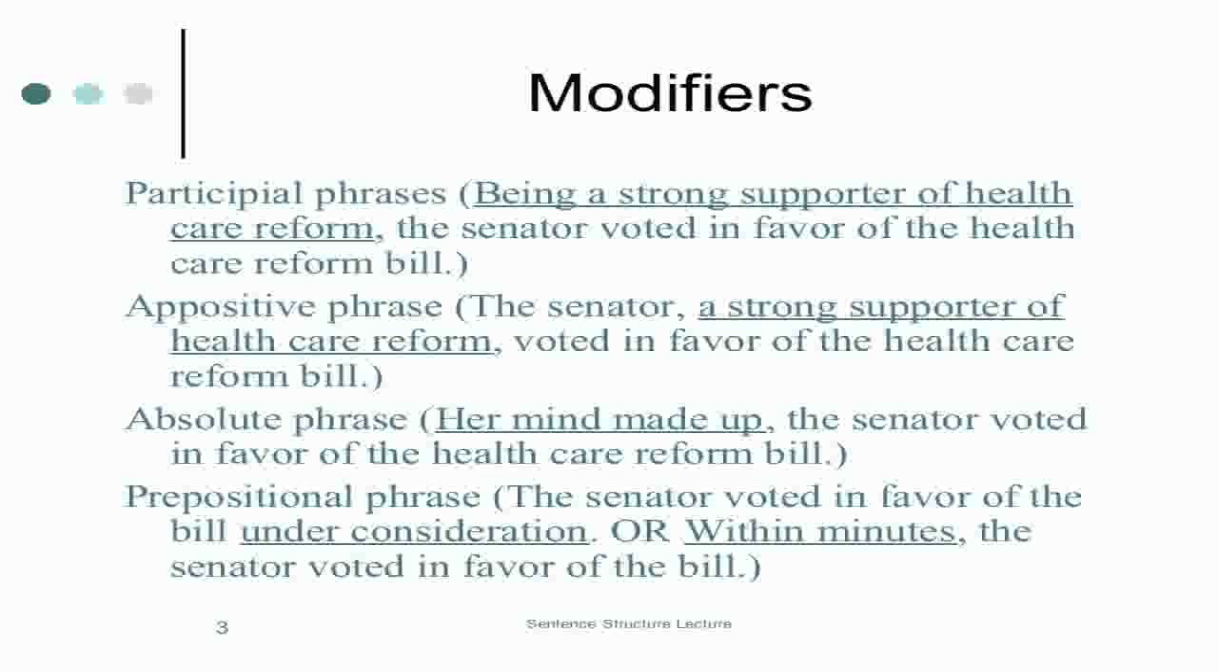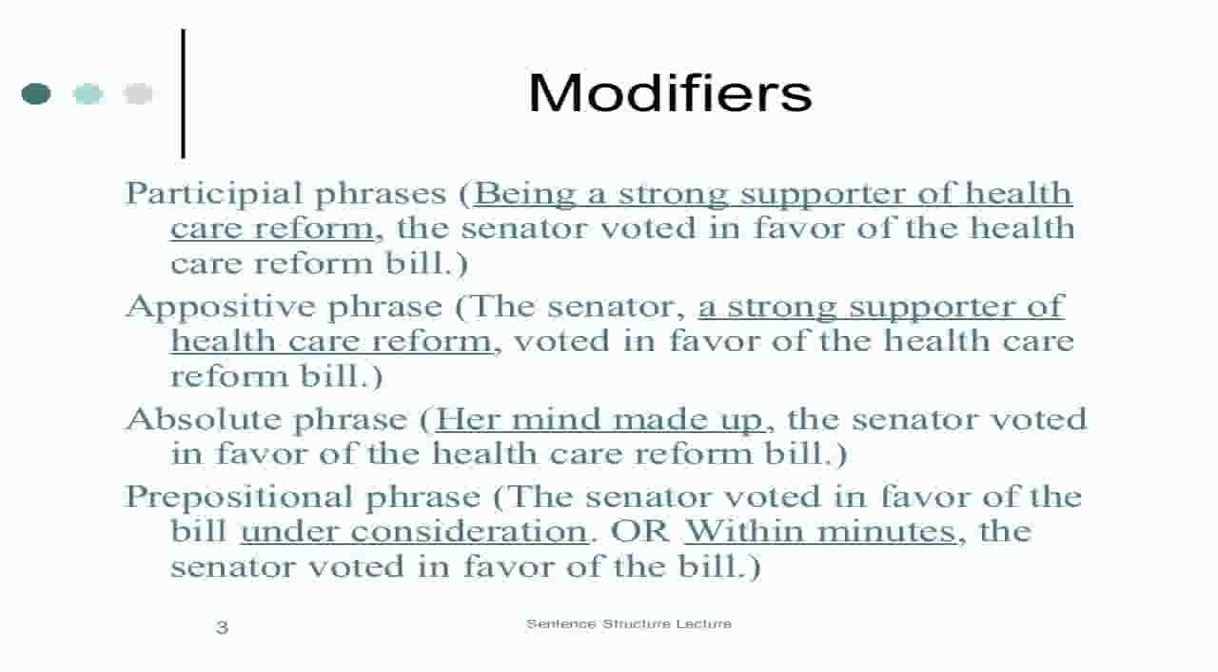Another way to combine ideas and to make your meaning clear is to use modifiers. Modifiers are words, phrases, and clauses that describe or limit the meaning of a sentence. They can be placed at the beginning of sentences, in the middle of sentences, or at the end. Four types of modifying phrases are participial phrases, appositives, absolute phrases, and prepositional phrases.